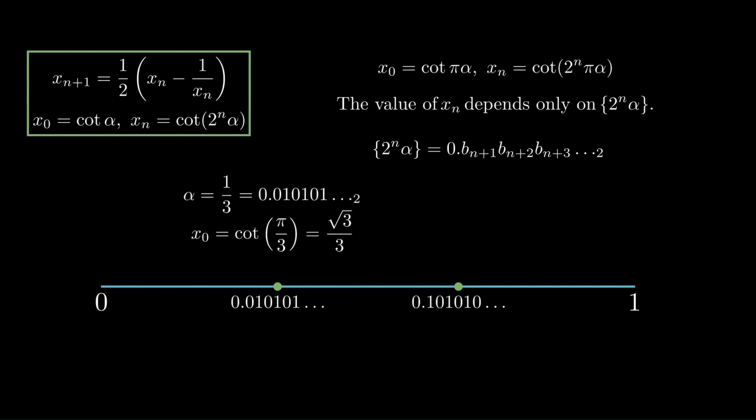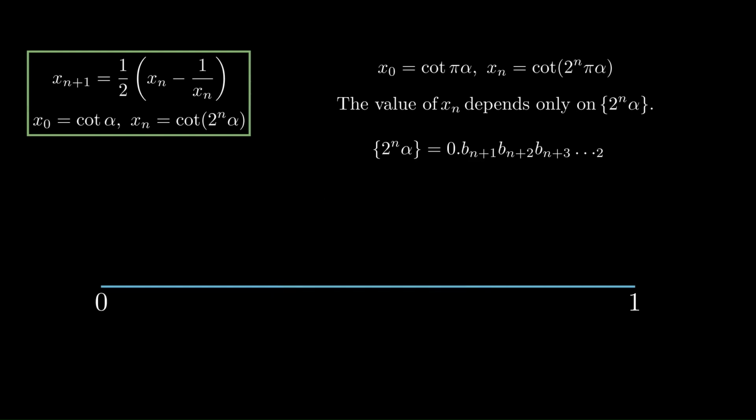Similarly, if we start with any rational multiple of pi, as long as the denominator isn't a power of 2, the binary digits will eventually be periodic, so that will fall into a cycle at some point. If the denominator is a power of 2, then we run into problems because we eventually take the cotangent of 0, and that's undefined. But as long as we avoid that, we fall into some cycle.